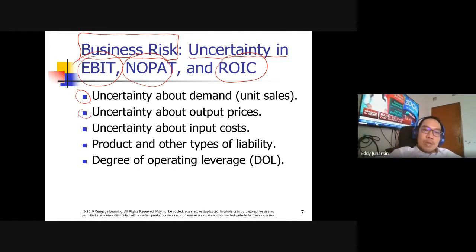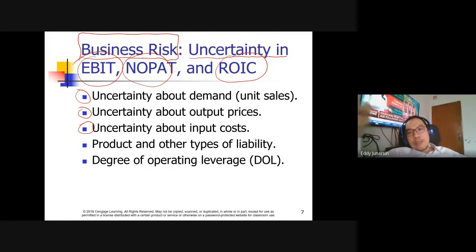Or maybe uncertainty about output prices. Also, you never know. Maybe competitors' products are coming and they're better technologically, maybe they're cheaper, and that would suppress the prices, again creating uncertainty in our revenues because of the output prices. Then uncertainty about input costs.